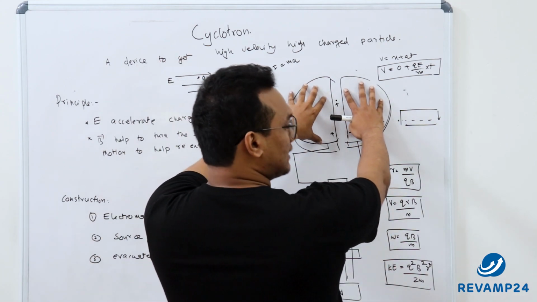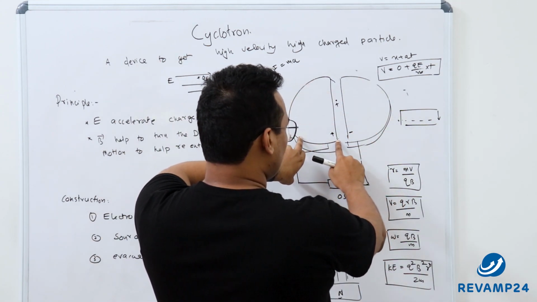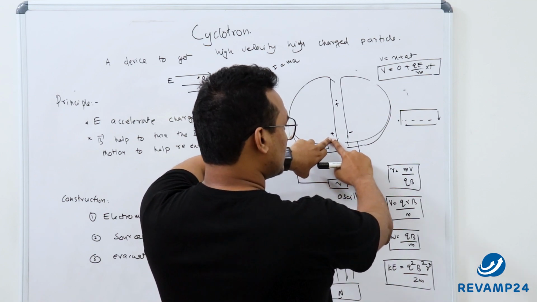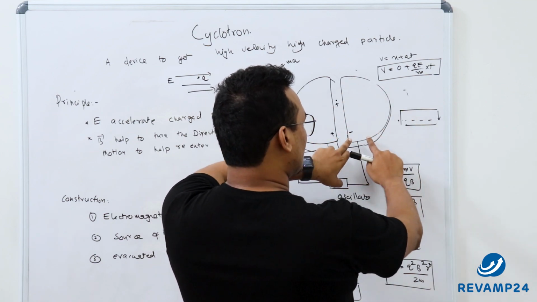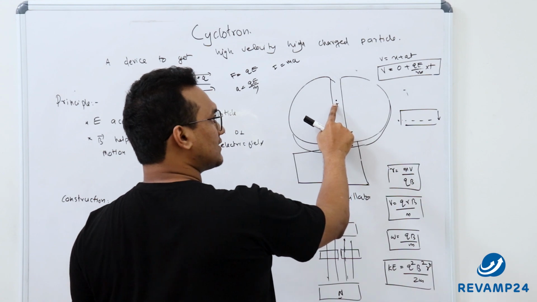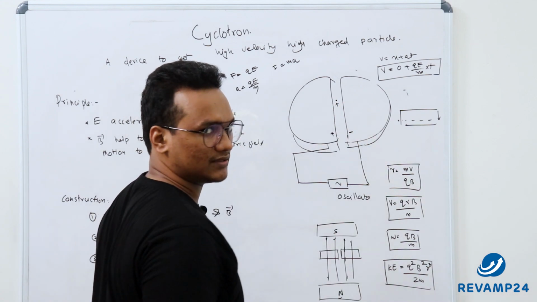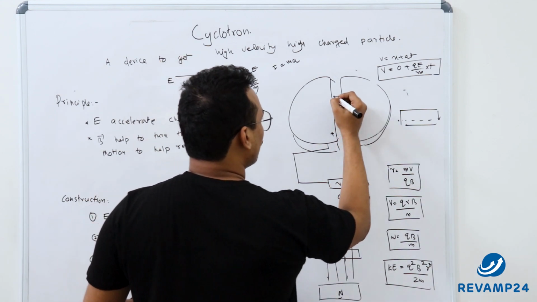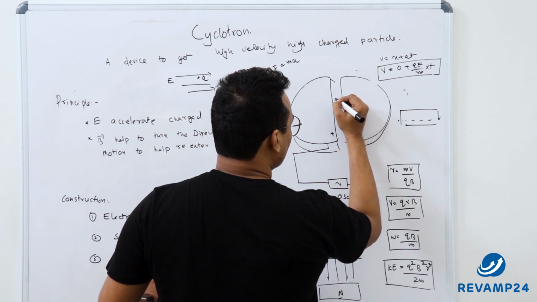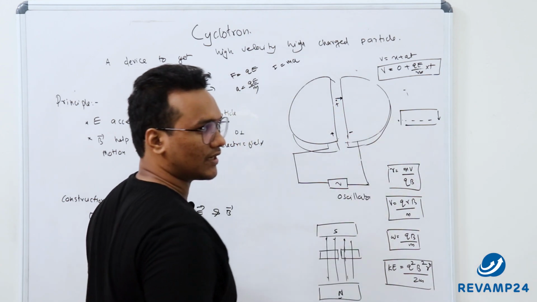So, these are metallic Ds, right? For this D I am giving a positive charge, and for this D I am giving a negative charge. So, this positively charged particle will be attracted towards this one. So, there will be an increment in velocity. From here the velocity will increase in this direction.